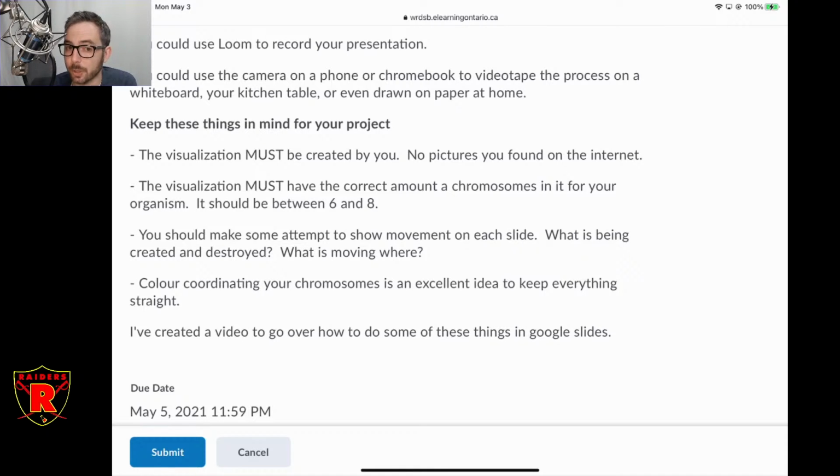Sorry. So you have to create all the visuals. You actually have to show the correct number of chromosomes throughout the entire thing, as I already mentioned. You should make some attempt to show the movement that is occurring, what's going where and how things are moving in the various steps. It would be a really good idea to color coordinate. You don't have to color coordinate your chromosomes, but it makes it much more clear in terms of what's happening and what's going where.